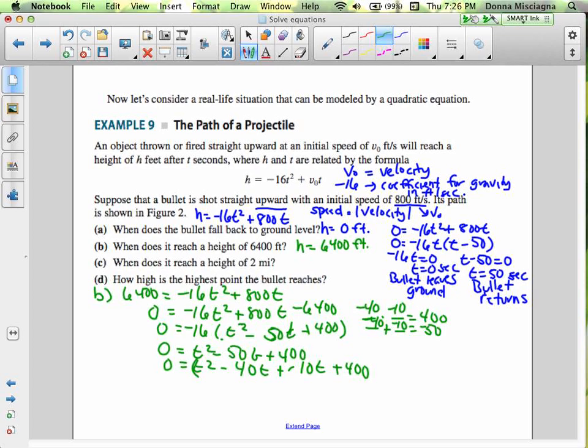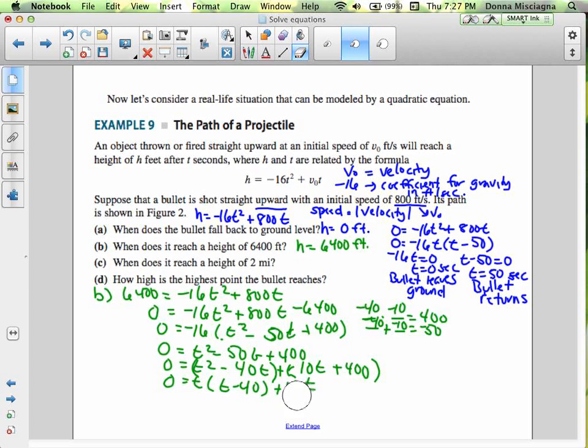And the first two are a group, and the second two are a group. Out of the first set, we can factor out a t. So we have 0 equals t times (t minus 40). Out of the second set, we can factor out a negative 10. That's the second time I put that in the wrong spot. Yeah, there, that negative looks much better. So plus negative 10 times (t minus 40).